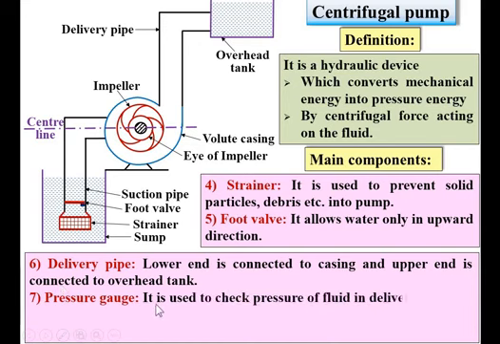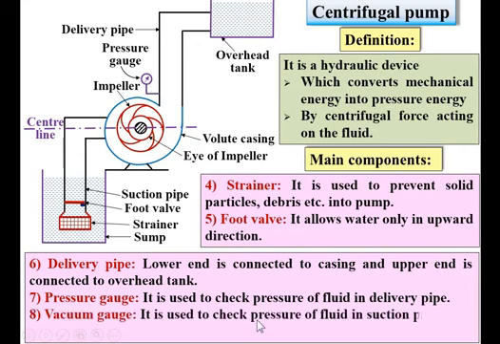Now next, pressure gauge. It is used to check pressure of fluid in the delivery pipe, and that is also near to the casing. So this is the pressure gauge. And you know that always the pressure is above atmospheric pressure in the delivery pipe, and that's why it is called the pressure gauge. Vacuum gauge. It is used to check pressure of fluid in the suction pipe, and that is also near to the eye of the pump. And you know that in the suction pipe the pressure is always below atmospheric pressure. So you can see it is the vacuum pressure inside the suction pipe, and that's why the vacuum gauge is there.